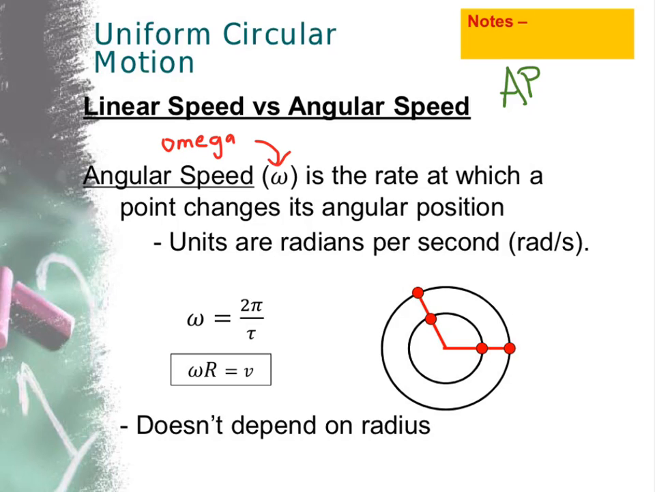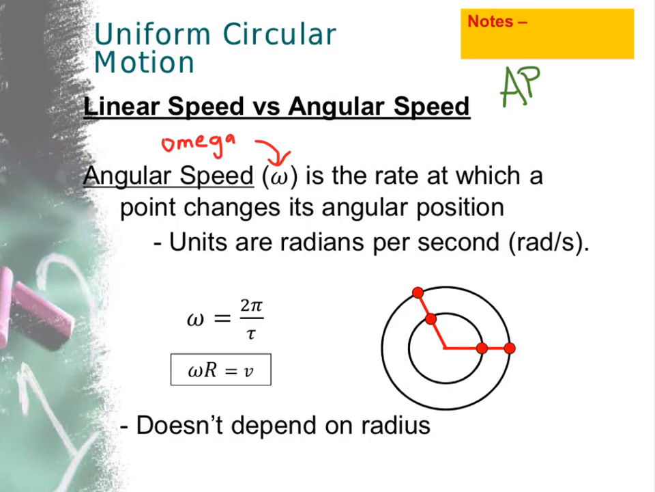Angular speed is the rate at which a point changes its angular position. Its units are radians per second, and I showed you a little demonstration of that. So the formula for calculating angular speed is, we're going to cover 2 pi radians of angle in a full circle, and divide that by the total period that it takes to cover that full circle. And that will give you your angular speed.